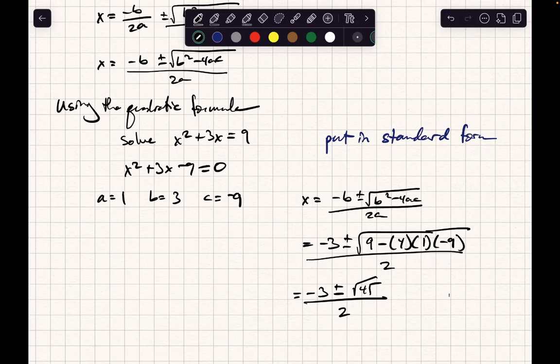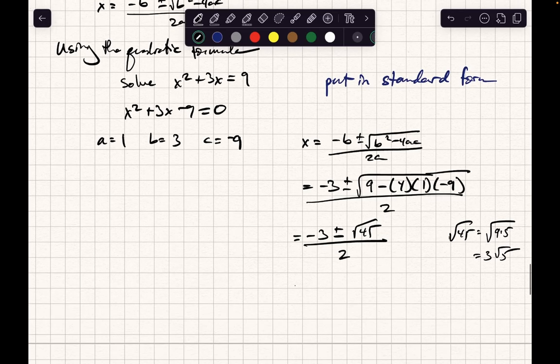Is 45 in its simplest form? No. So what are the factors of 45? 9 times 5, so it's 3 square root 5. Where did I mess up? Okay, where did I go wrong? All over 2. So how many solutions do I have for x? I have 2.